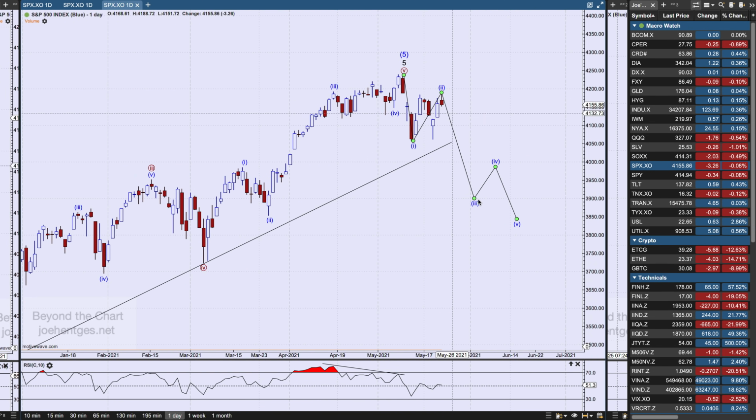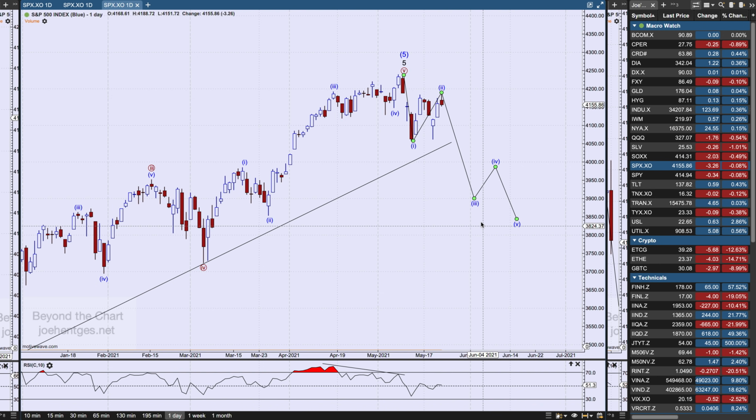Here's the path forward. Now, am I indicating that this is where the third wave may come down to? In this particular case, I am. This is an estimate. Based on the first two waves, I'm estimating that it may come down here at around 3,900. Now, it may even go stronger than that.